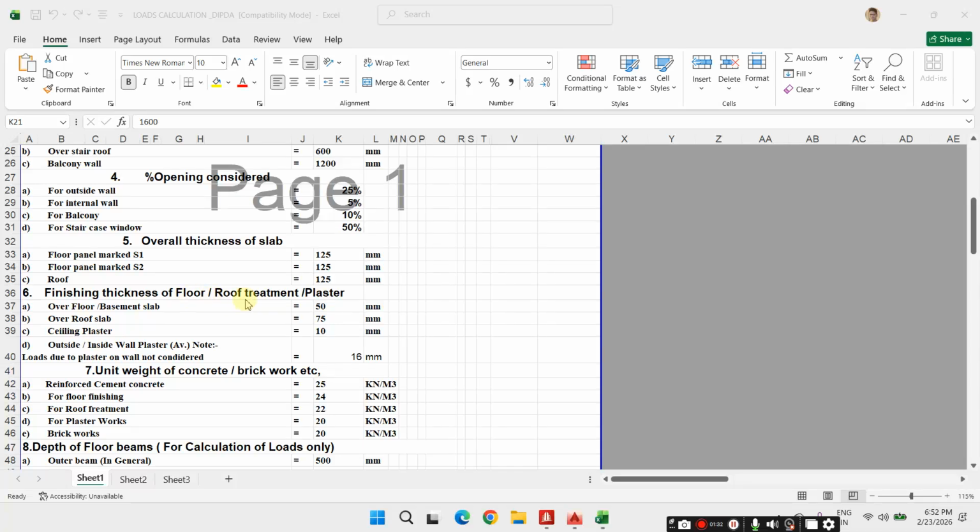Finishing thickness of floor and roof treatment: plaster over floor basement slab 50 mm, and over roof slab 75 mm, and ceiling plaster 10 mm. Outside and inside wall plaster 16 mm. Loads due to plaster are not considered.